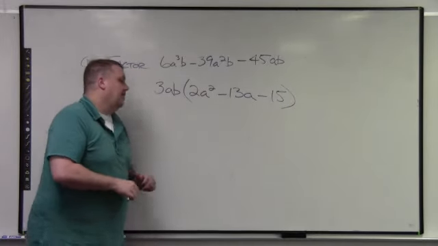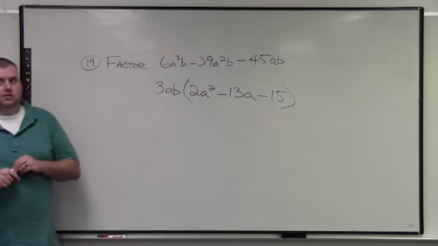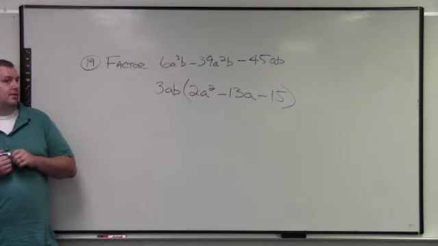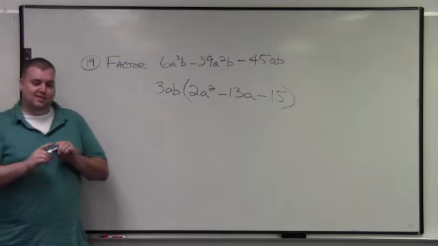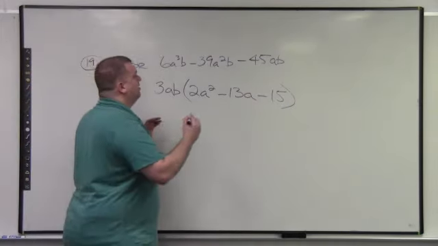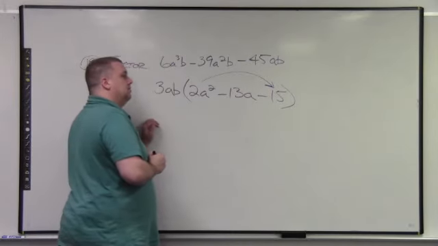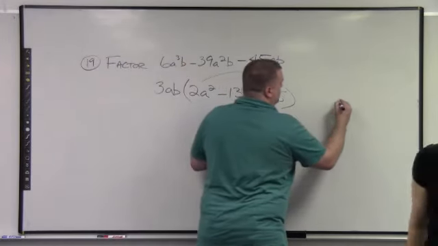Taking that greatest common factor out makes a big difference. So we have 2a squared minus 13a minus 15. Can we factor that further? Yes and no. We don't know yet, right? Let's try. 2 times negative 15 is? Minus 30.